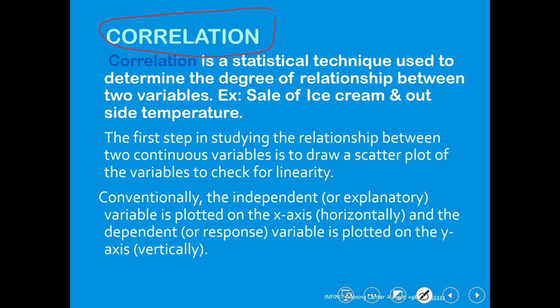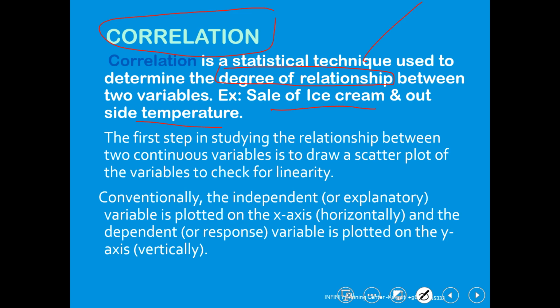Correlation is a statistical technique used to determine the degree of relationship between two variables. For example, the sale of ice cream and the outside temperature. We know that these two variables are closely related. When the temperature is increasing, the sale of ice cream is going to increase, and when it gets to winter, the sale of ice cream is going to reduce. So there is a relationship between temperature and the sale of ice cream.